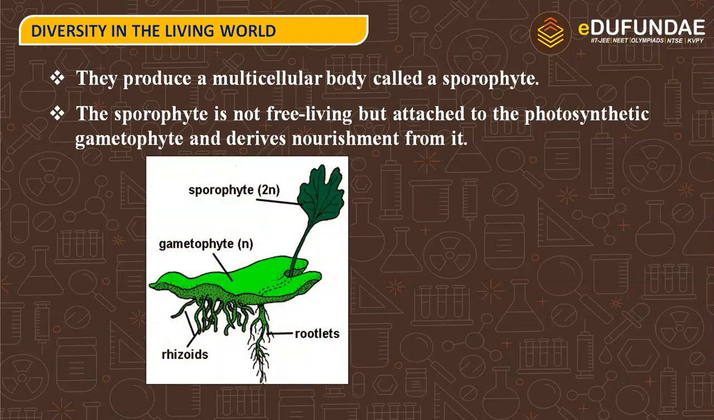So here is the representation of the same. The gametophytic body is already there, that is haploid. It is producing a sporophyte, that is diploid, because it is formed from the fusion of gametes, right? And it will lead to the formation of the sporophyte, that is diploid. Now this diploid sporophyte remains attached to the gametophyte for the purpose of nourishment. So here we see the structure of the sporophyte.